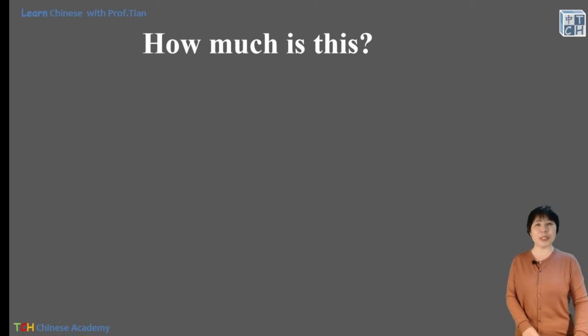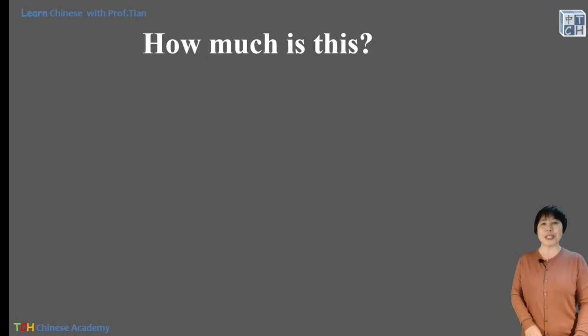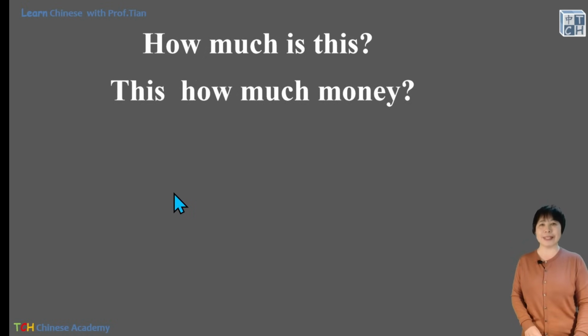Actually, I think it's very important to learn how we think in Chinese in order to speak the perfect Chinese. So in Chinese, the pattern is how much money. So this goes first. And after how much, we add the money. How much money? And we do not have the verb is. So just simply this, how much money. So once we know this pattern, we can simply just do the word-for-word translation, which is rather simple.